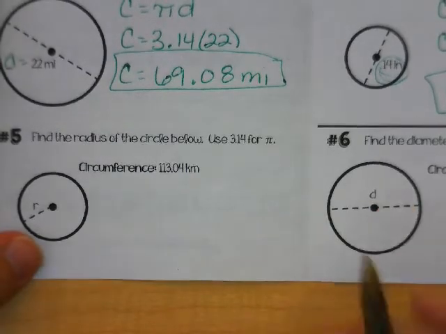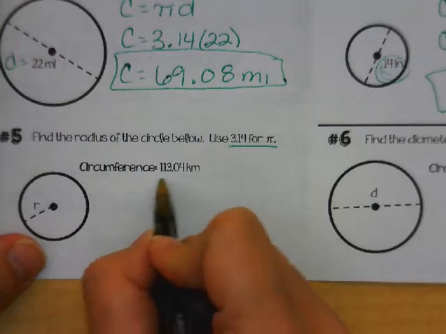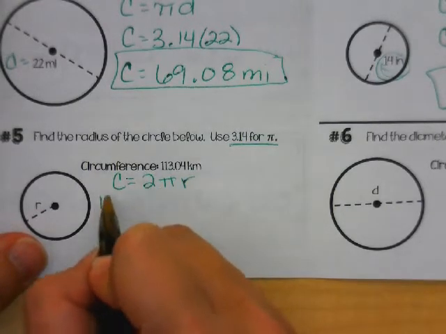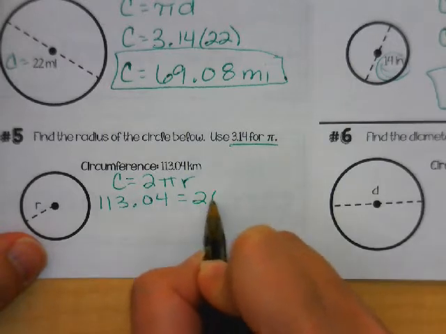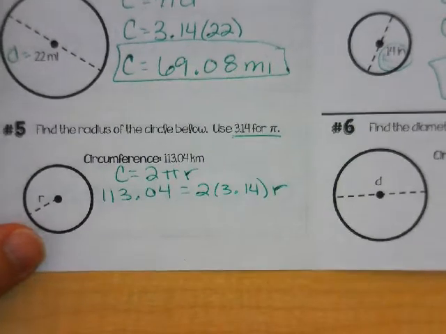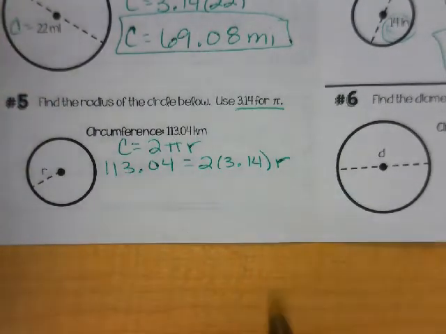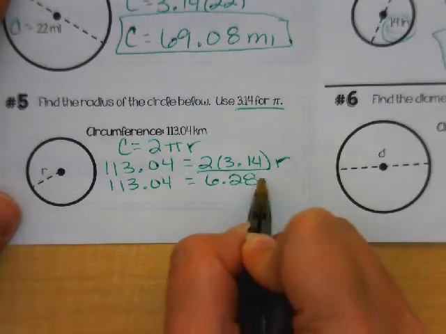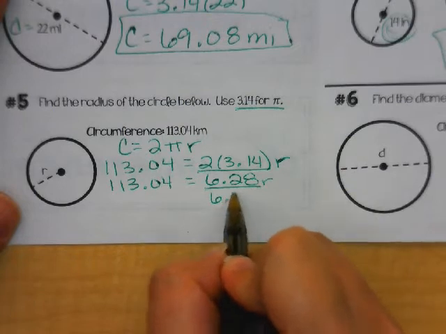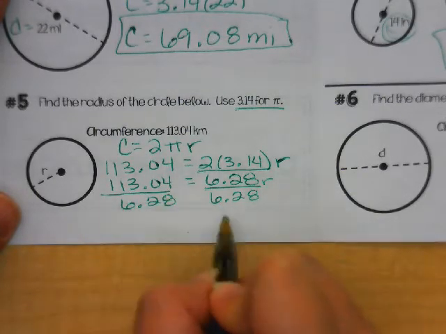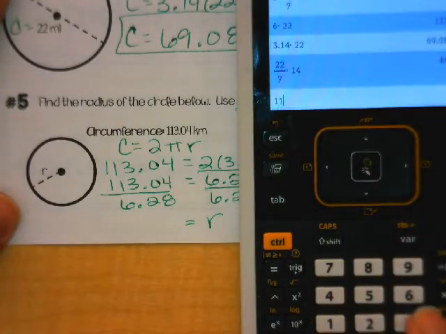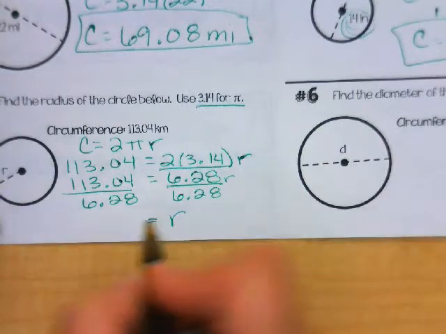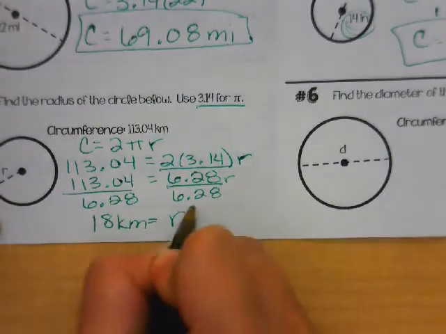Now, what if we need to work backwards? So we're going to use 3.14 for pi, and the circumference is 113.04. So I know I have a radius here, 2 times pi times r, and we're going to plug in what we know. So 113.04 is equal to 2 times 3.14 times r. Now, we're going to use our equation rules that we've already learned forever and a day ago. And I can simplify. I have 113.04 is equal to 6.28 times r. And how do I get r by itself? Well, I've got to divide by 6.28. And I can come over here and I can say 113.04 divided by 6.28 is in fact 18. So my radius, and they give us kilometers up here, is 18 kilometers.